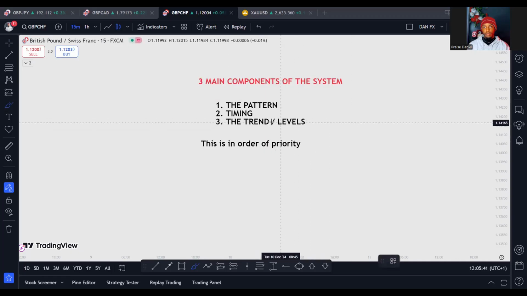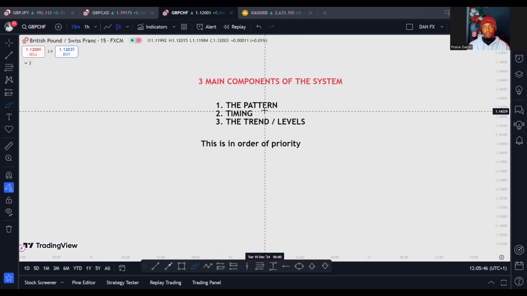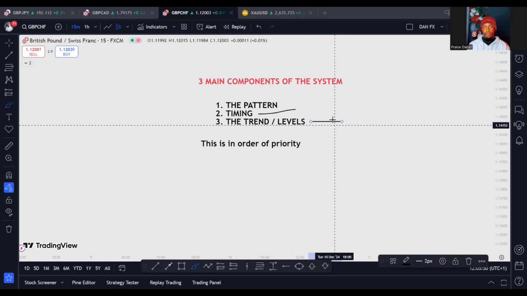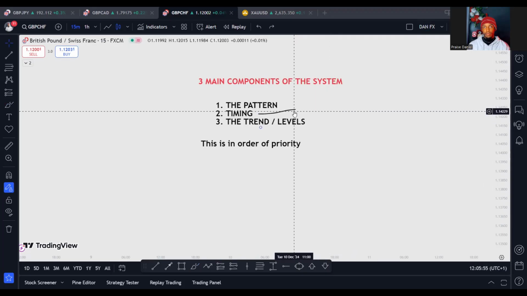Each is going to have its own dedicated video, but in this video I'm going to be explaining the pattern. I'm going to explain timing in a later video, and then I'm going to explain the trends and the levels. All right. So first of all, the pattern.